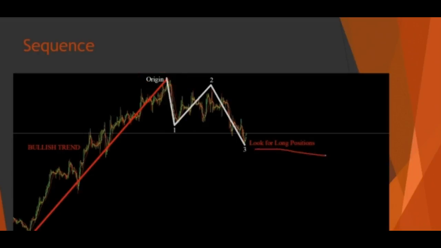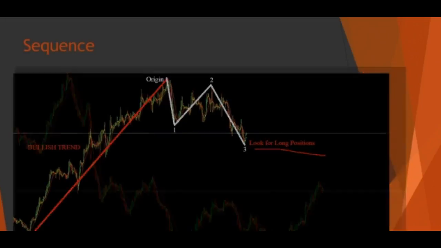And as you can see, looking for long positions. Why? The preceding trend, the trend before we found and labeled the pullback of the sequence, was bullish. If the trend before was bullish, you're looking to continue in that direction. If you're looking to continue that direction, of course you're looking to get long.